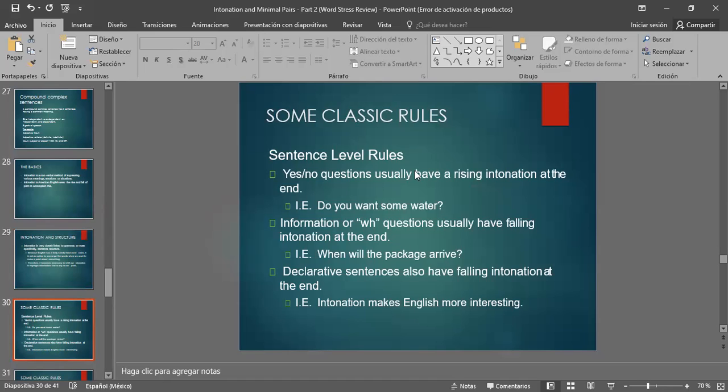Let me see. Thank you so much. Continue. Declarative sentences also have falling intonation at the end, right? Intonation makes English more interesting. Ya explicamos la versión declarativa. Apréndansela.